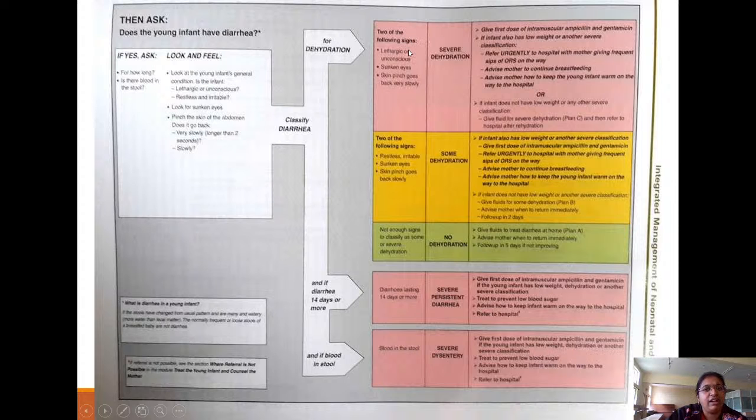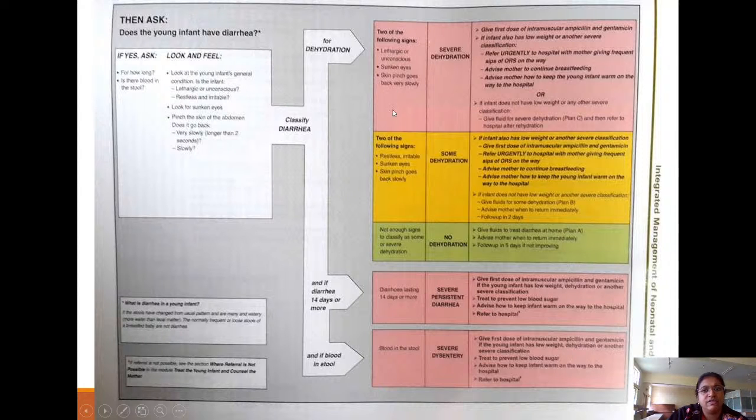Now, he has to have at least 2 or more of the following signs. Then you are classifying it as severe dehydration. If he is having only severe dehydration, you are going to give the first dose of intramuscular antibiotic and start the treatment. If he is having low birth weight and some other severe classification, like otitis media or respiratory infection, respiratory distress, urgently refer to a higher center with the mother giving sips of ORS on the way, continuing breastfeeding and keeping the baby warm. If he does not fit into this, then start treatment as per plan C in your own hospital.